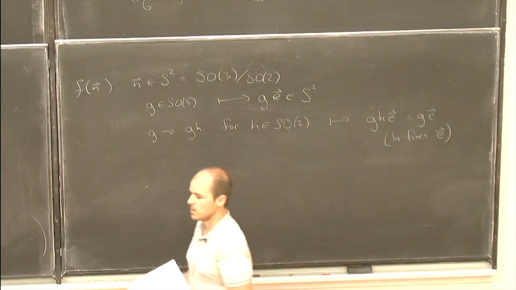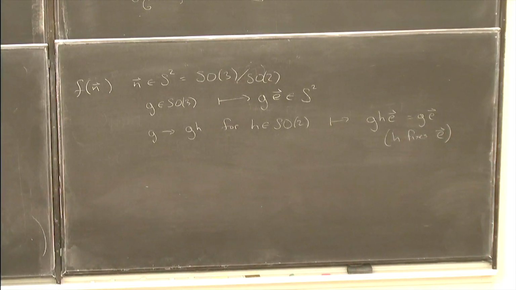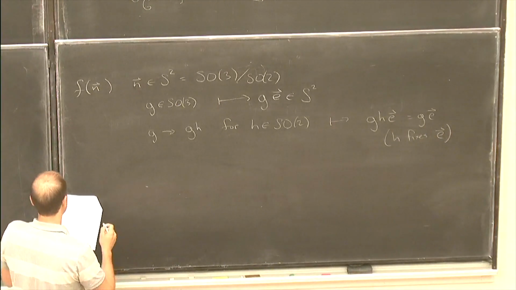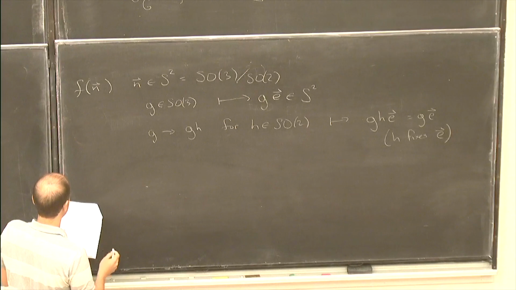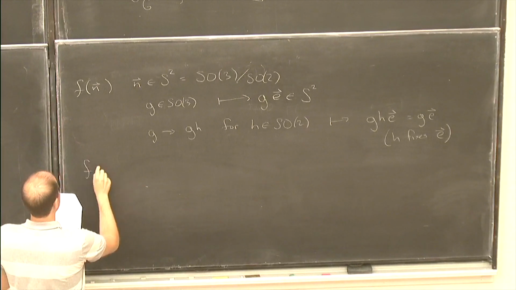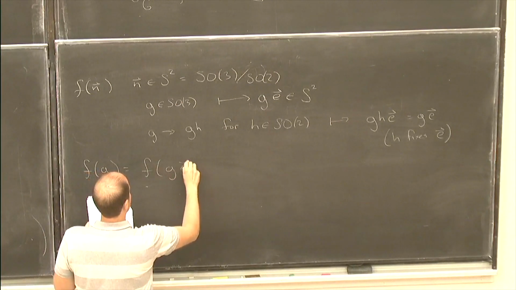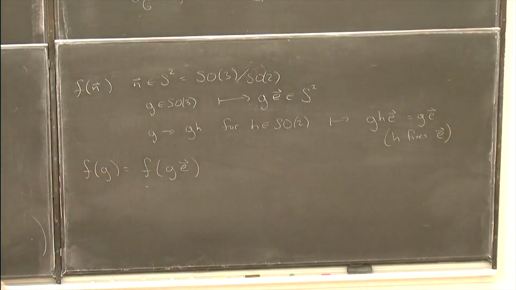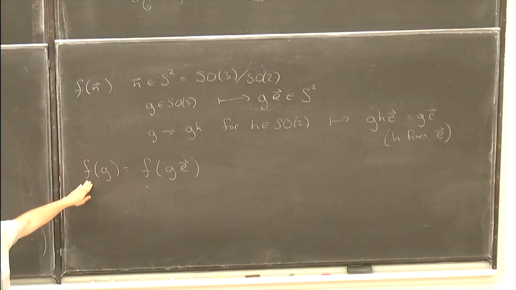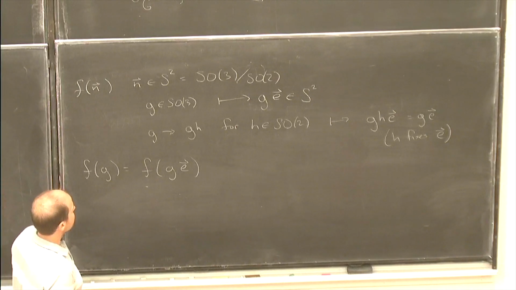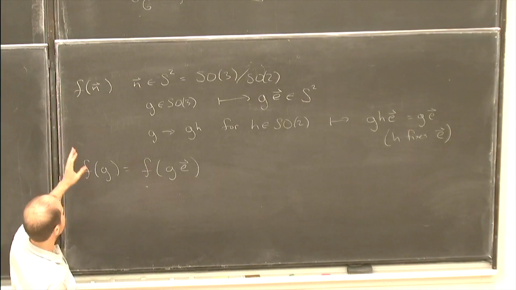Okay? So good. So we have a function on S2. We can think of S2 as a quotient. And so that means we can lift our function on the sphere to a function on the group. So we just define f of g to be f of g times e. And I apologize for abusing notation. I'm going to use the same letter f for the function on the group as for the function on the sphere. So we haven't done anything that interesting yet. We've just taken this function on the sphere and lifted it to the group.